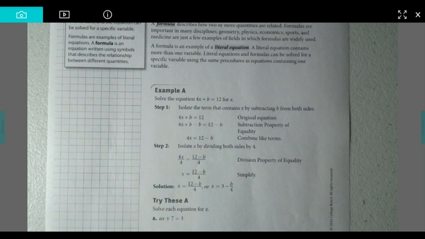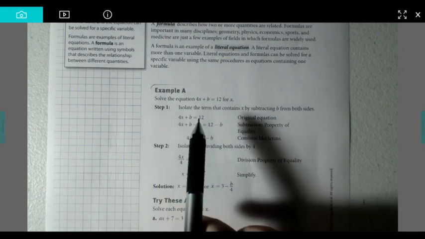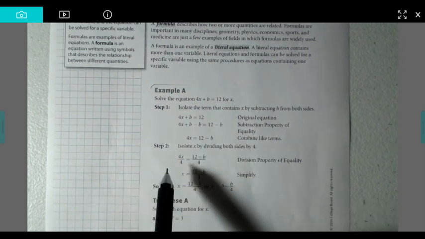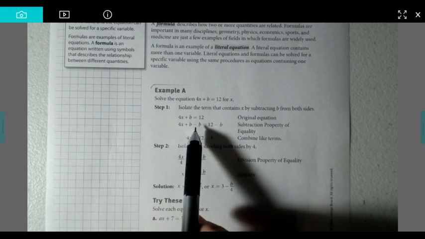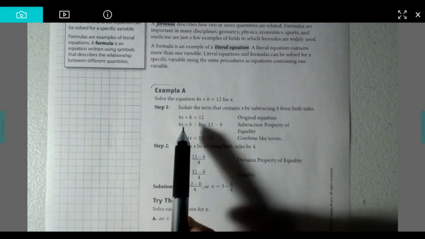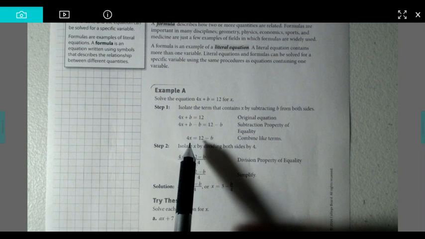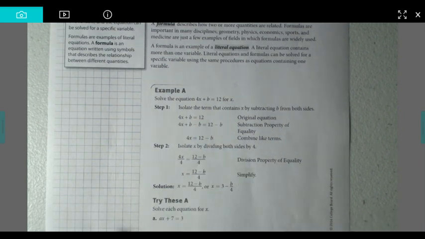Example A says, solve the equation 4x plus b equals 12 for x. Step 1. Isolate the term that contains x by subtracting b from both sides of the equation. So they started with the original, 4x plus b equals 12. Then they used the subtraction property of equality and subtracted b from both sides of the equation. Well, b minus b would cancel out, but b is not like 12, so we would write that as 4x equals 12 minus b.